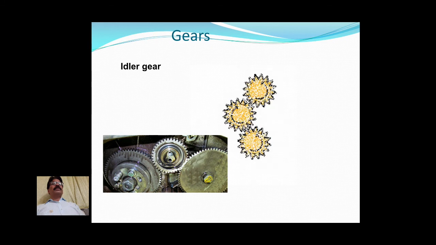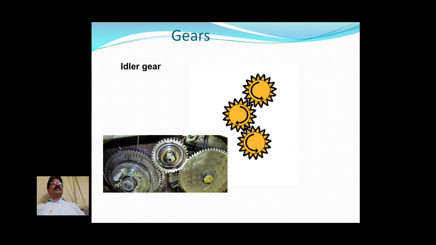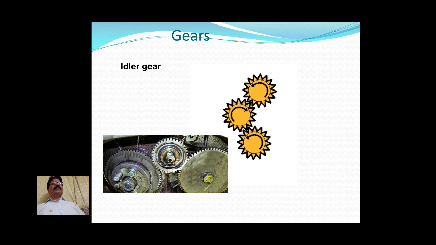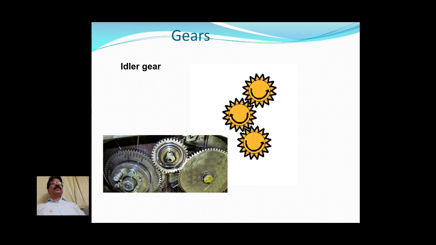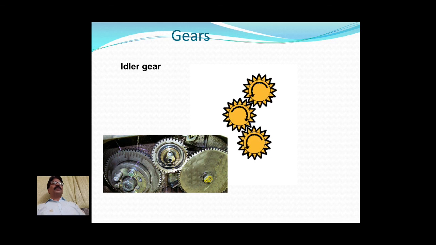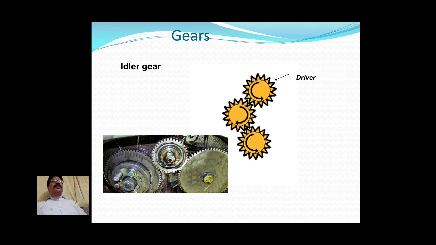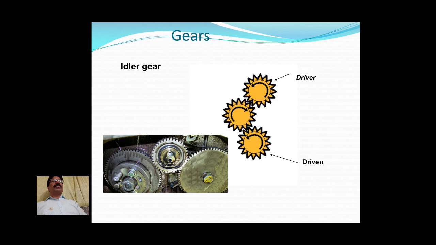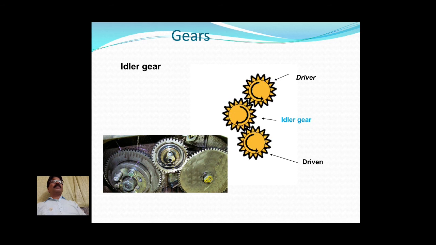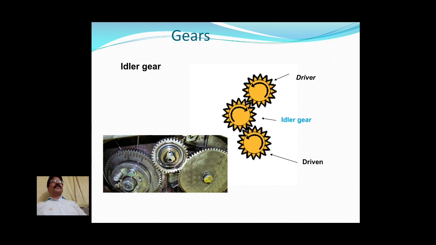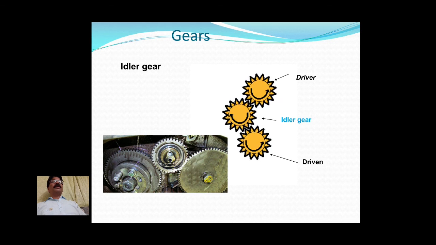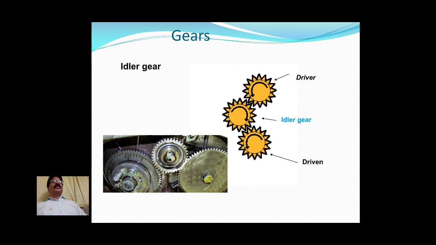Now the idler gears. Here you can see the driver gear and follower gear have the same direction, that is anti-clockwise direction. In between these two is nothing but your idler. The upper one is the driver, the lower one is the driven and the middle one is called the idler gear. As we have discussed, if the number of idler gears is 1 or 3 or 5, that is an odd number, then driver and driven have the same direction.